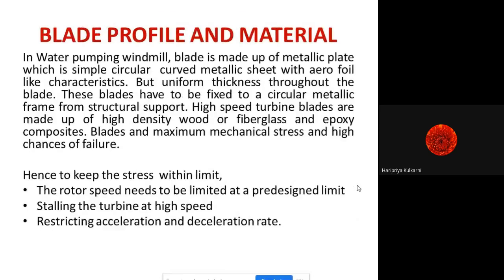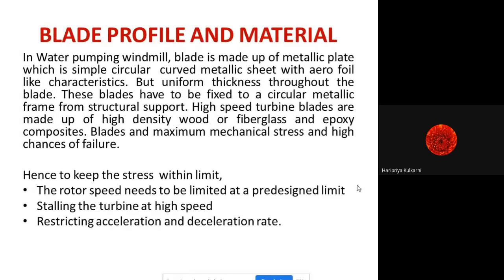Then blade profile and material we have seen. The thickness of the blade is the same, but the dimensions are not the same along the blade of a rotor from its center to the outer tip; it is varying. It is as per the aerofoil design. It is to have equal distribution of stress on the area of the blade and less chances of breakage. Then we have seen various materials like fiberglass, epoxy, composites, etc., or metallic blades are used depending upon the application.